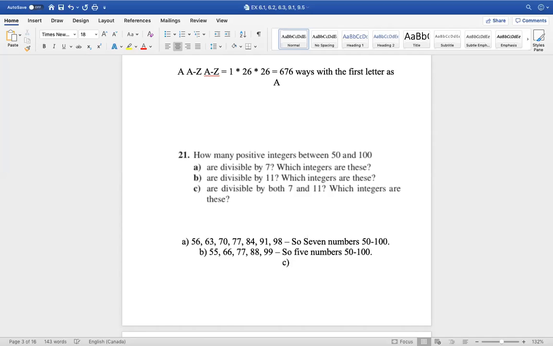Part C, we have numbers that are divisible by both 7 and 11. So we have to basically find a common number between them. We see that the only common number is 77, which is divisible by both 7 and 11. So we say that 77 is the only one between 50 and 100 divisible by both 7 and 11. Okay, pretty straightforward questions.